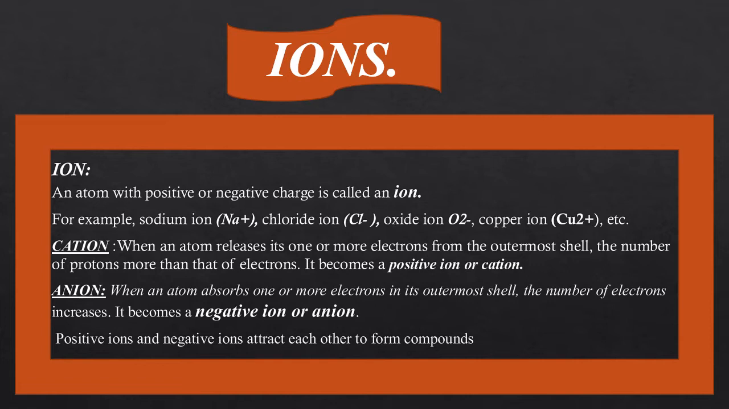What are cation and anion? When an atom releases one or more electrons from the outermost shell, the number of protons becomes more than the number of electrons, and it becomes a positive ion or cation.